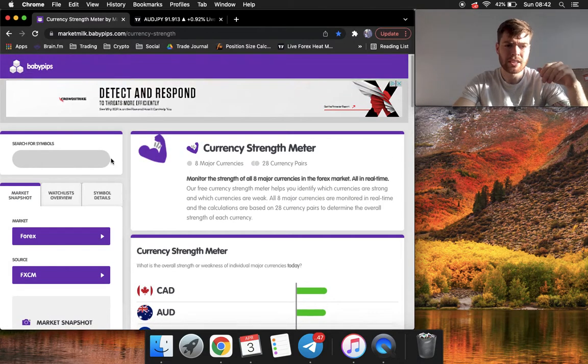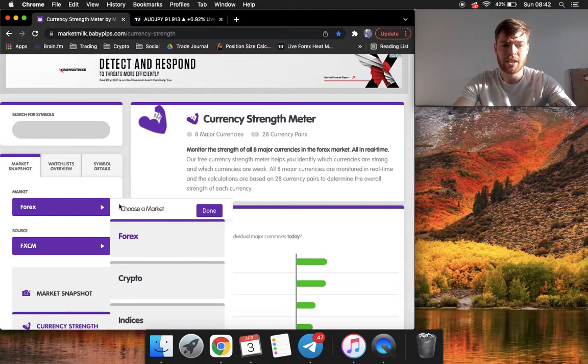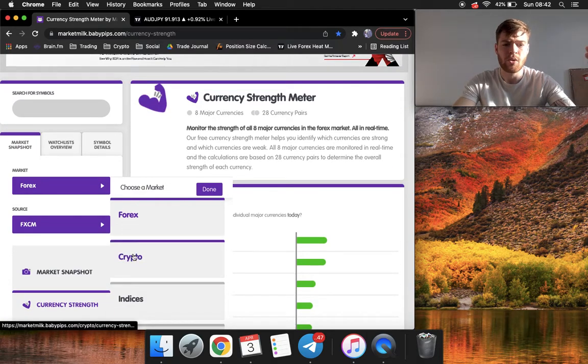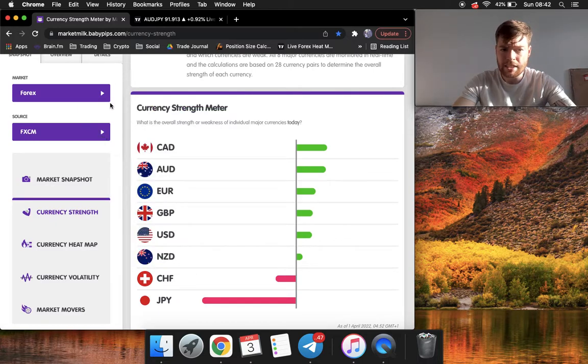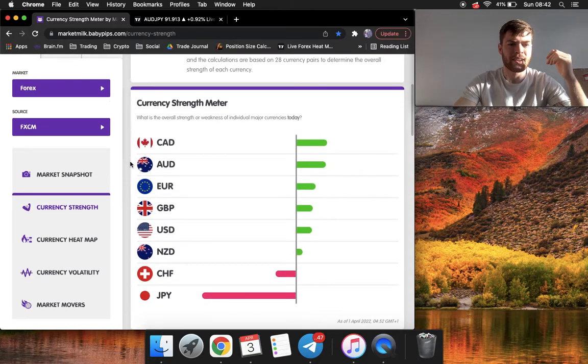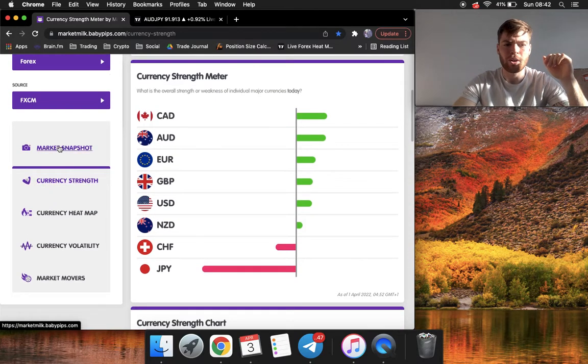As you can see, I have it set as Forex. It has a couple of different ones: Forex, crypto, indices, commodities, and the one that I use is Forex, because this is what I specialise in at the moment. It gives you a market snapshot, currency strength, and a couple of different breakdowns, heat map, volatility. But the one that I really like to use is the currency strength.